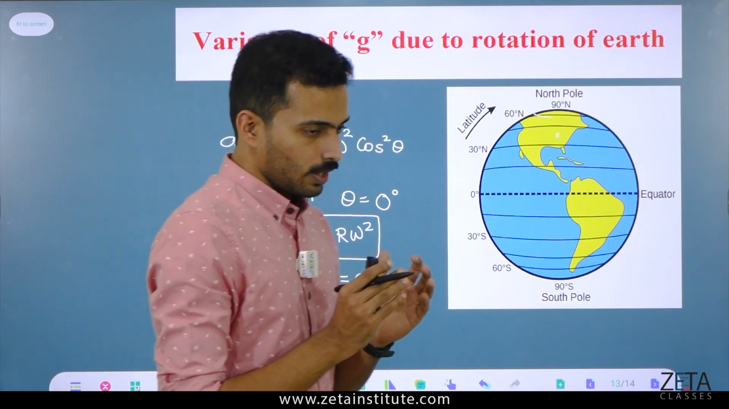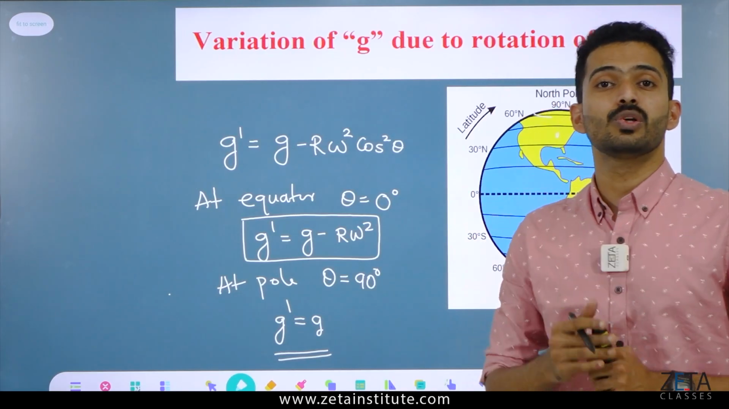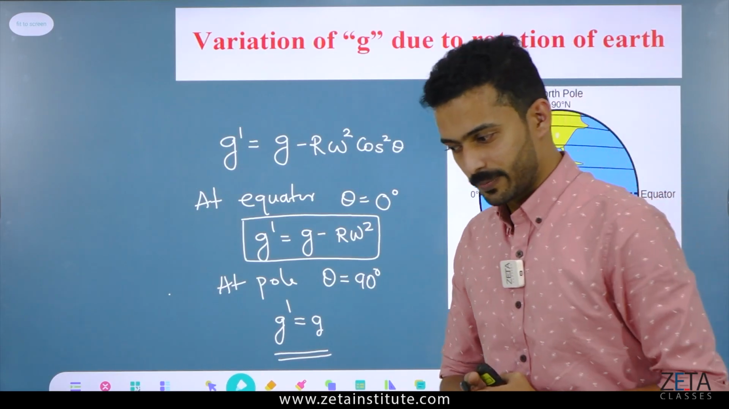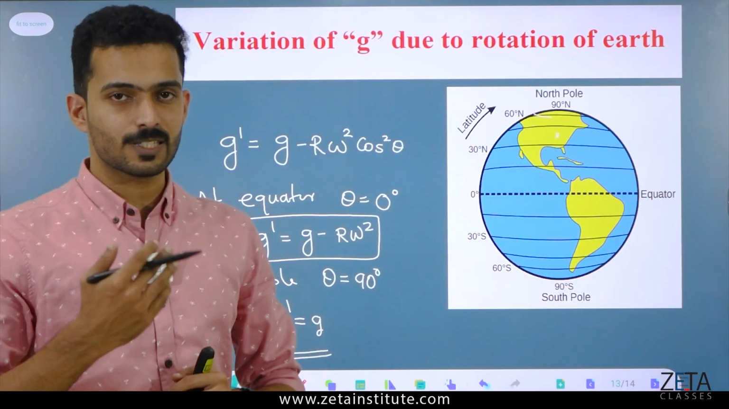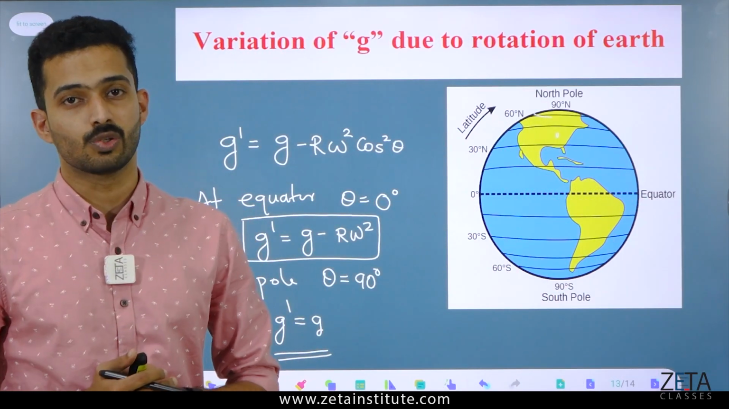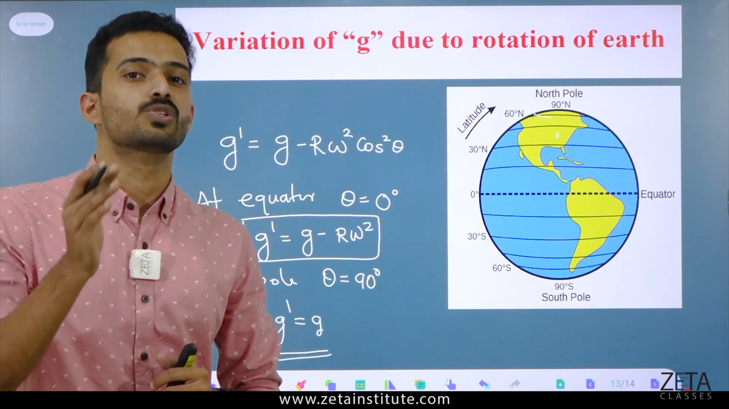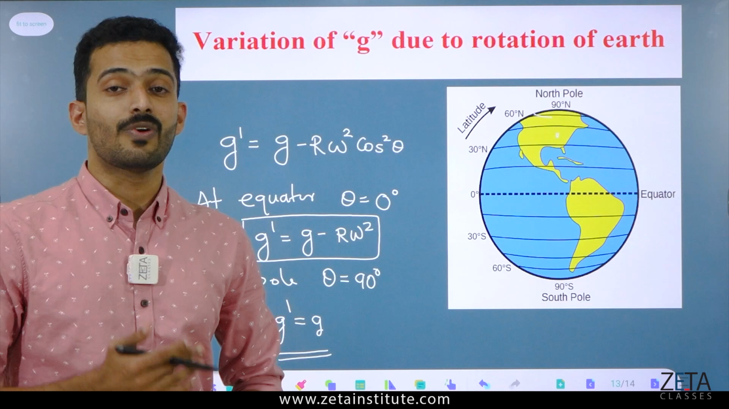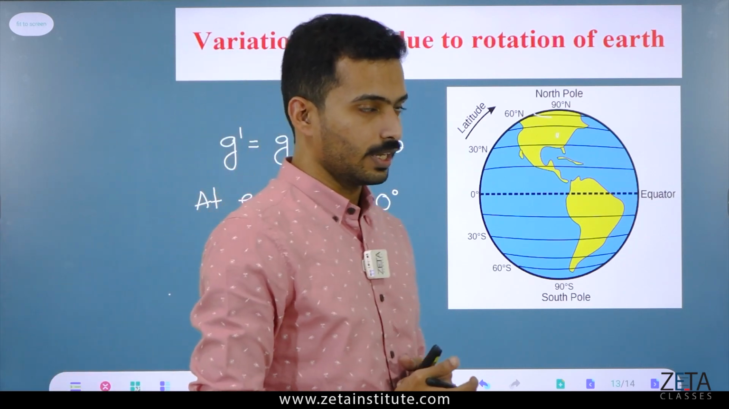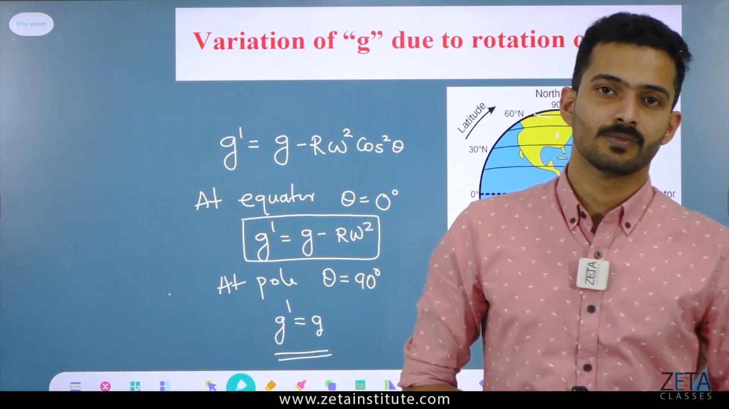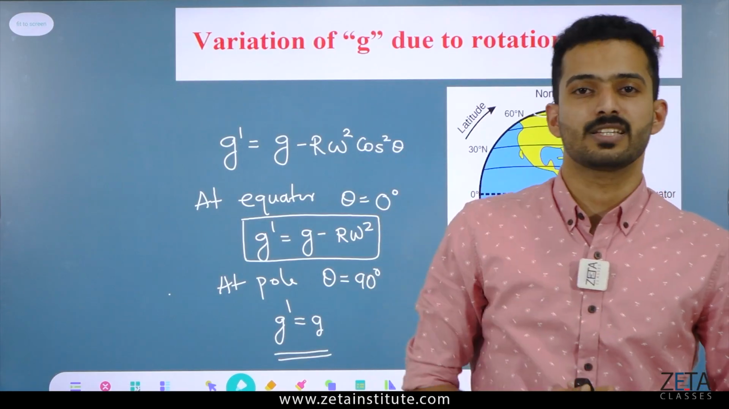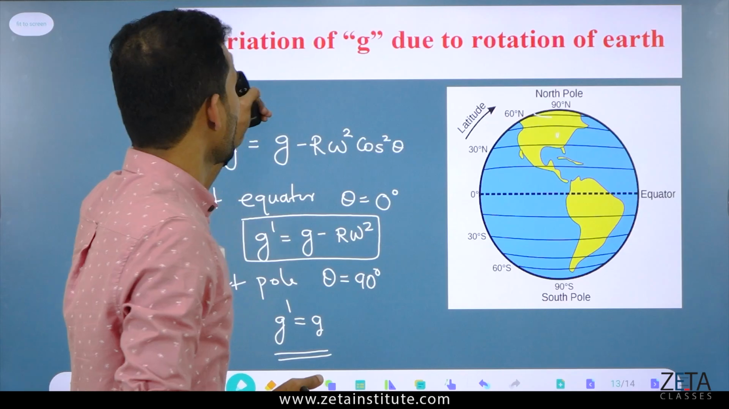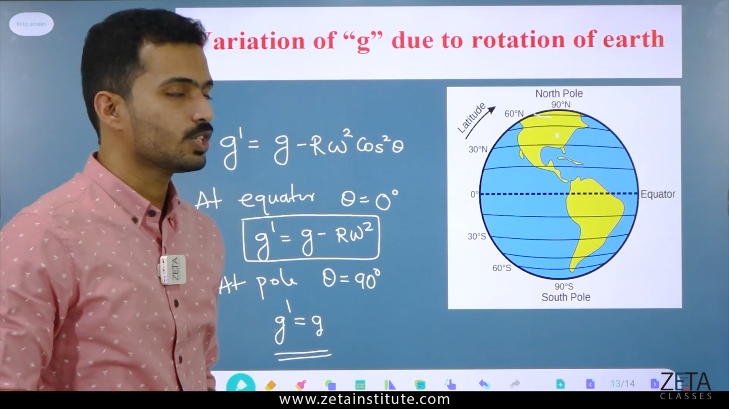So in this topic, acceleration due to gravity, we have discussed what we mean by acceleration, and also the expression to calculate the value of acceleration due to gravity in terms of mass and also in terms of density. Then we have discussed the variation of acceleration due to gravity due to the shape of earth, then at a height h, then at a depth d. At last we have discussed the variation of g due to rotation of earth.